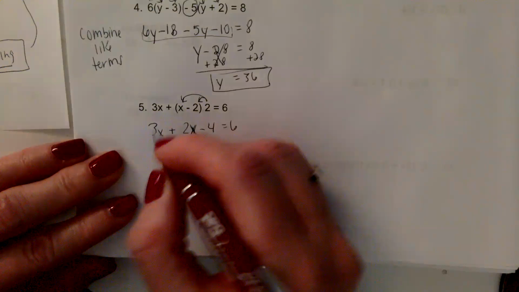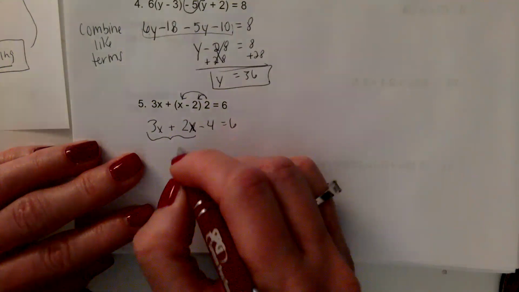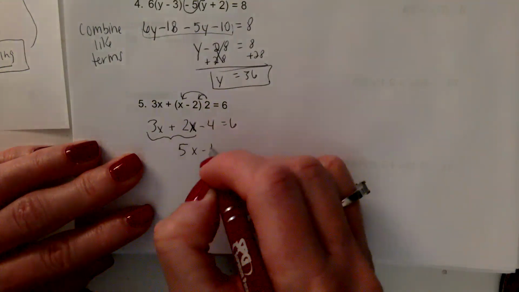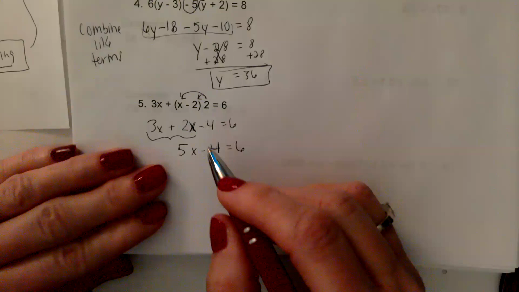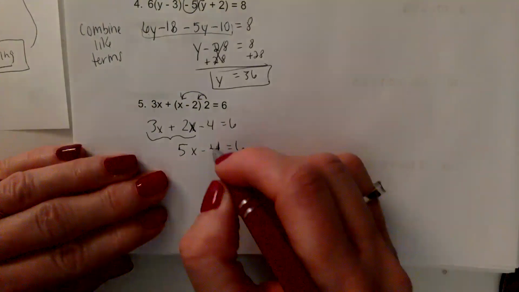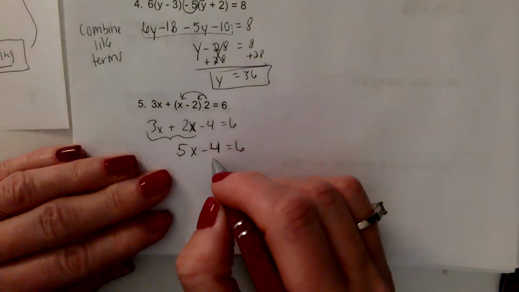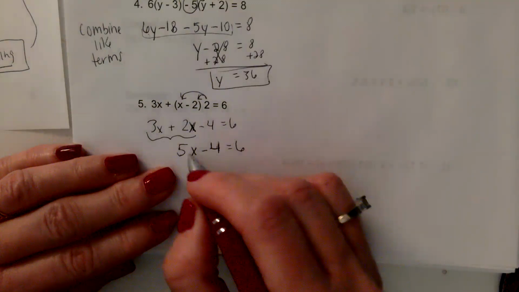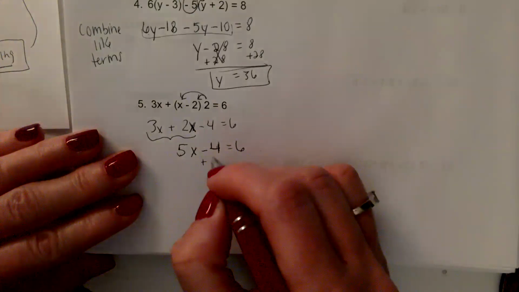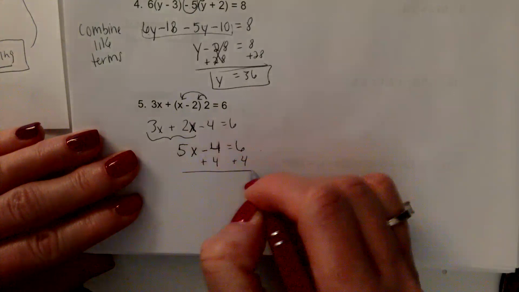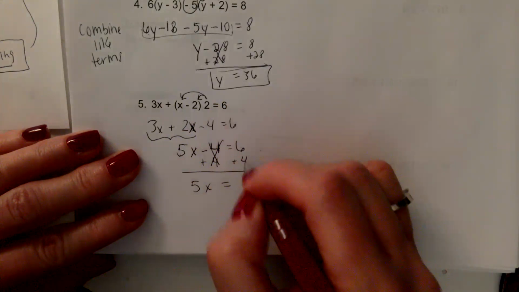So I'm going to combine my like terms because they're on the same side of the equation. 3x and 2x make 5x's minus 4 equals 6. And so I have all my x's on the left. I need to move my constant to the right. So I'm currently subtracting 4, so I have to add 4. So I have 5x, and my equals comes down, and 6 plus 4 is 10.